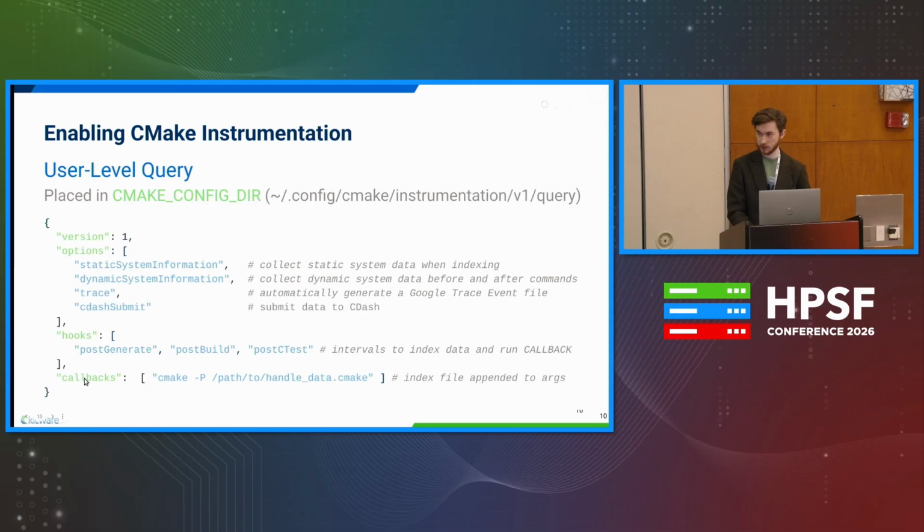And then similarly to that, you can also have user-level queries. So by default, these would go in, on Linux, your .config/cmake directory, but it's configurable and it's different for different architectures. But this is a very similar query, but it's in a JSON format, and you can put a file in that location, and then all of your CMake builds will have instrumentation enabled with these options.